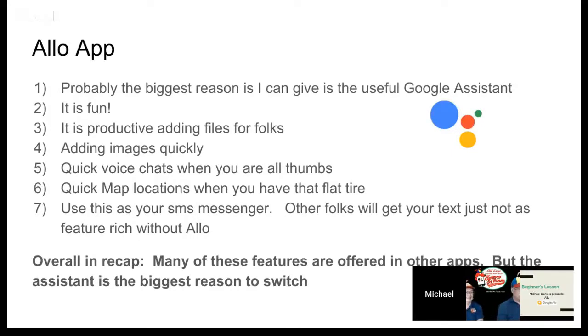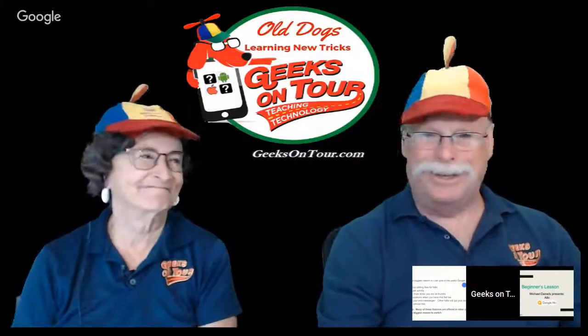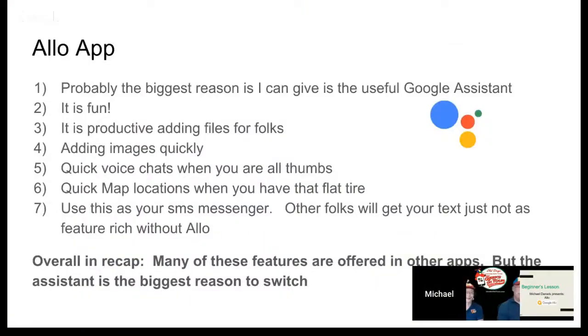Quick map locations. We've actually used this when you have a flat tire. One of our guys in one of our work vehicles had a flat tire and was able to give us maps so we could go locate him and help him out. That never happens to RVers. Right. I sense a little bit of sarcasm there, just a little bit.